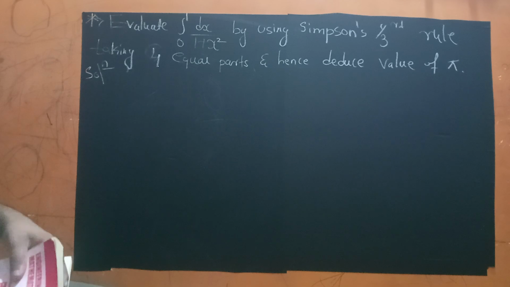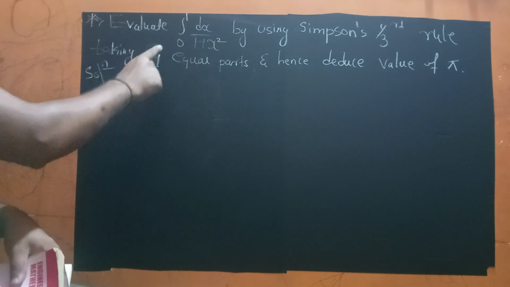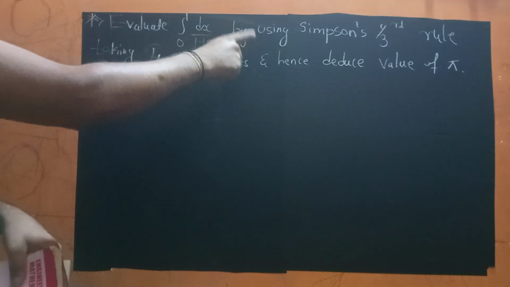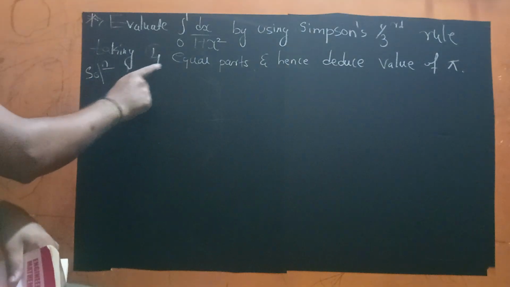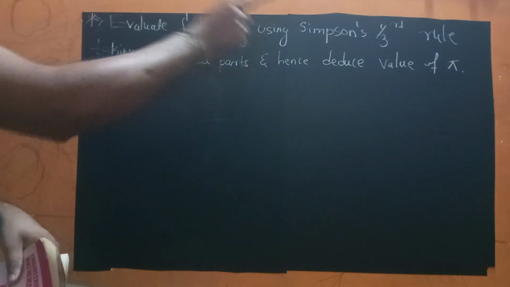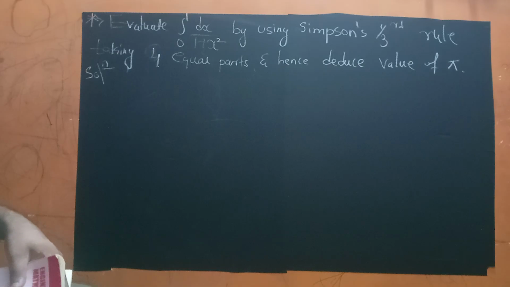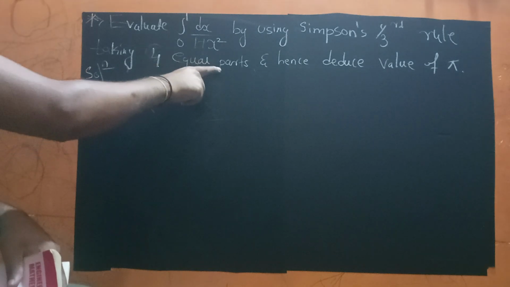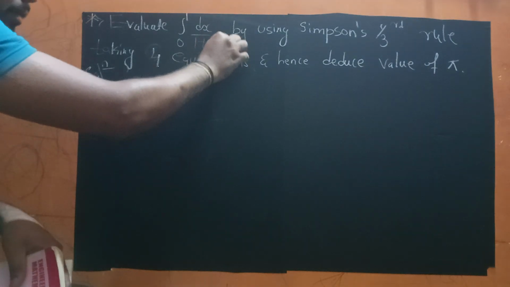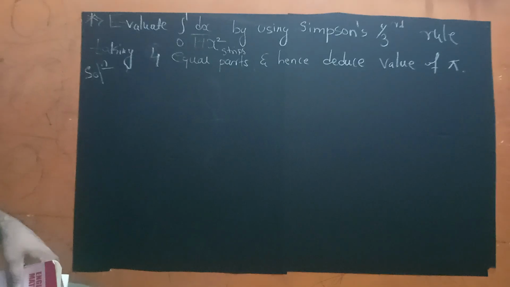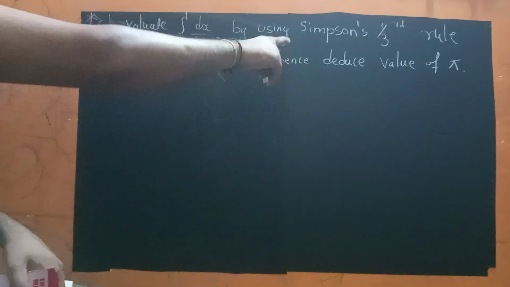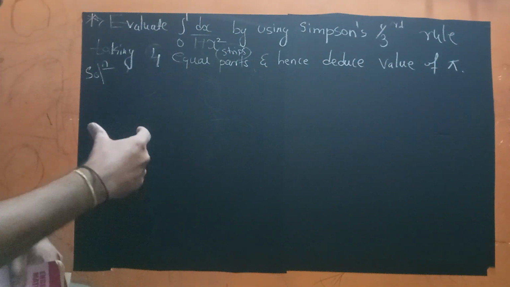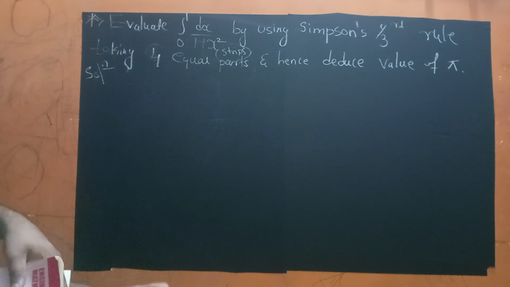The first problem is: evaluate the integral from 0 to 1 of dx by 1 plus x square using Simpson's 1/3 rule, taking 4 equal parts, and hence deduce the value of pi. The same question can be expected in different terms. Instead of equal parts, they may give equal strips, which has the same meaning. Instead of deduce the value of pi, they may ask to deduce an approximate value of pi. Both meanings are the same.